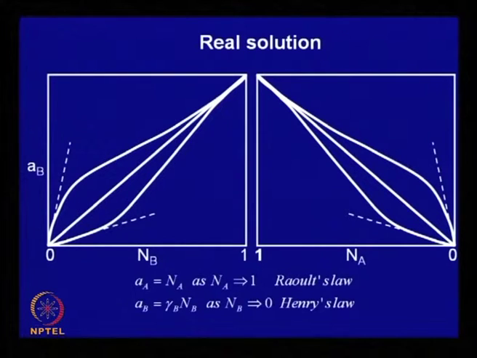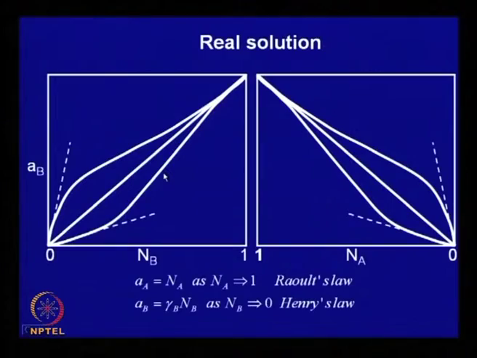Now, if you plot the activity of an ideal solution against atom fraction, in that case the activity equal to atom fraction is given by this line at 45 degrees. So, this is the case for ideal solution, and here this is the activity, and in reality we usually have some deviations, either a positive deviation, that is activity is greater than atom fraction and it describes a path like this, or it can also be the other way, the activity of B is less than the atom fraction N B and it follows this type of path.